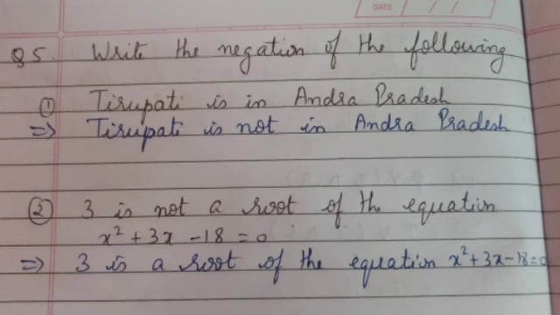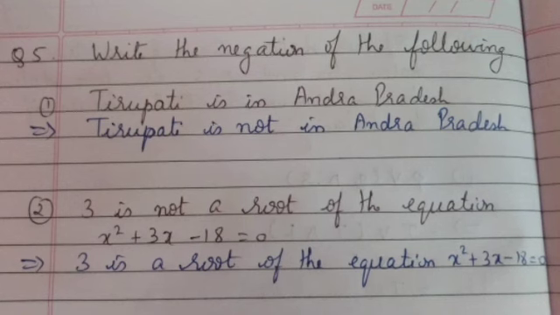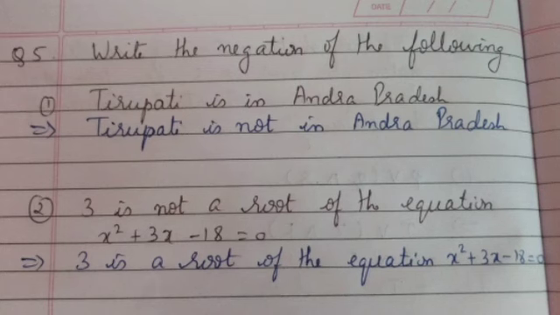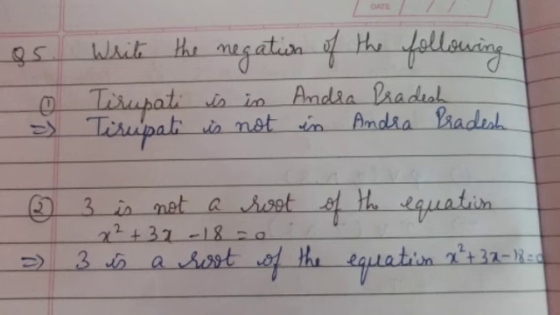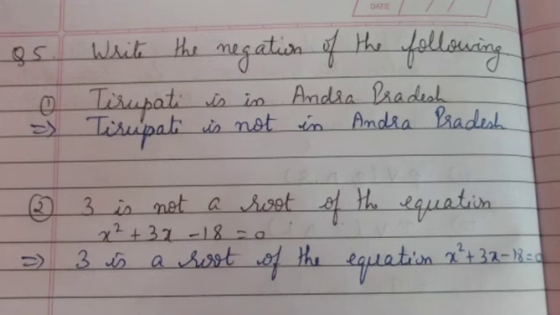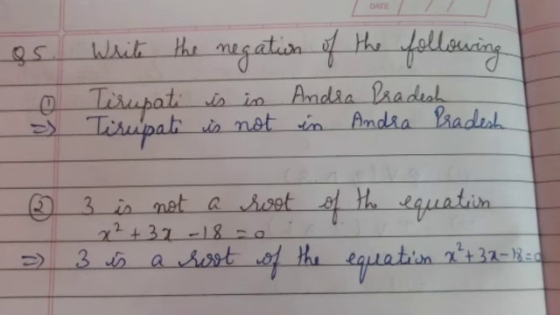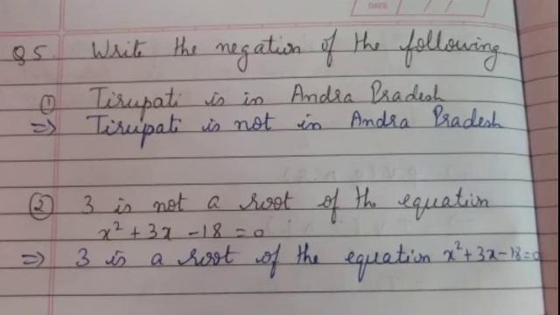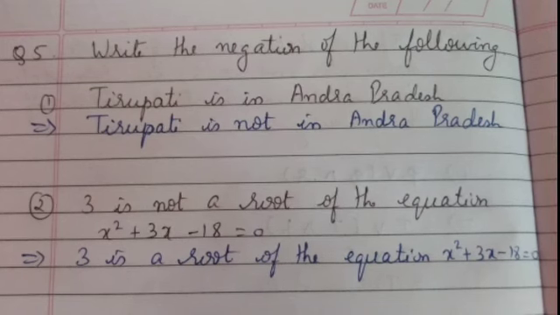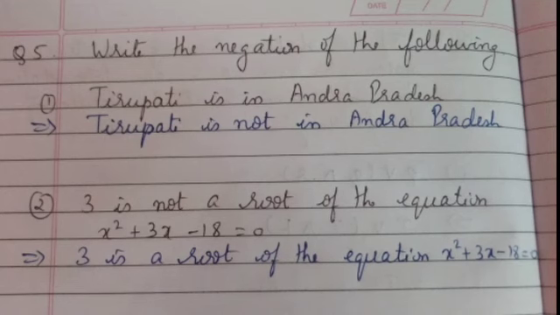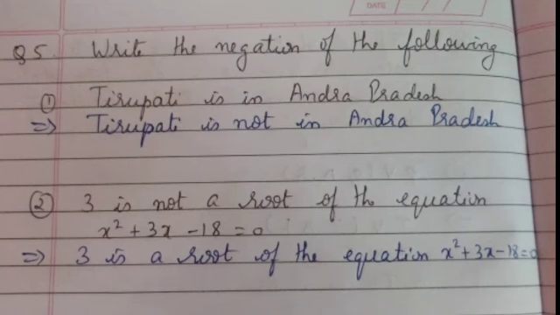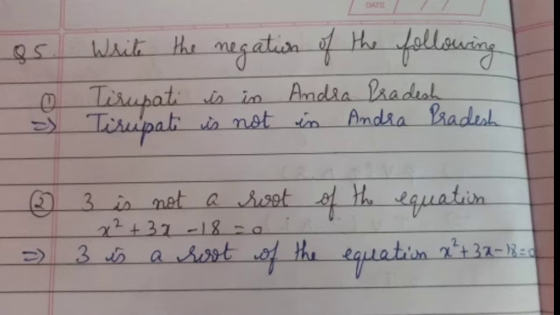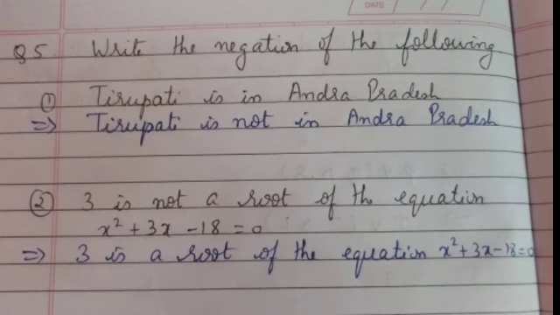Last question of the exercise, question number 5. Write the negation of the following. Negation means if "not" is present, we have to remove "not"; if "not" is absent, we have to add "not". First question, Tirupati is in Andhra Pradesh. So the answer will be Tirupati is not in Andhra Pradesh. Second question, 3 is not a root of the equation x square plus 3x minus 18 equal to 0. So our answer is 3 is a root of the equation x square plus 3x minus 18 equal to 0.